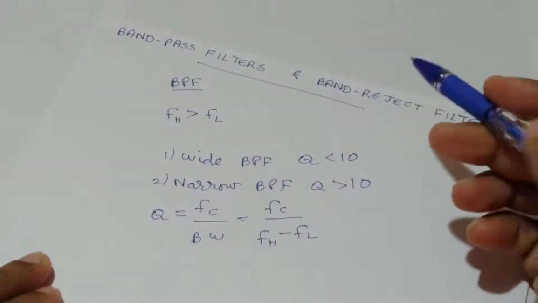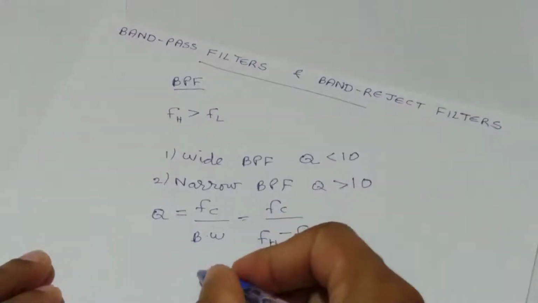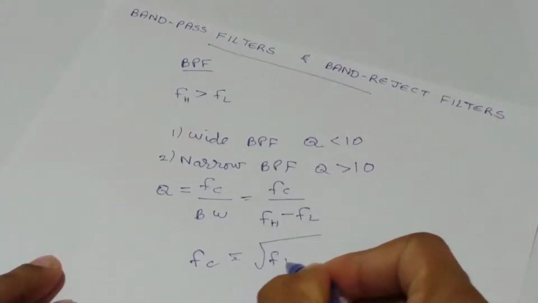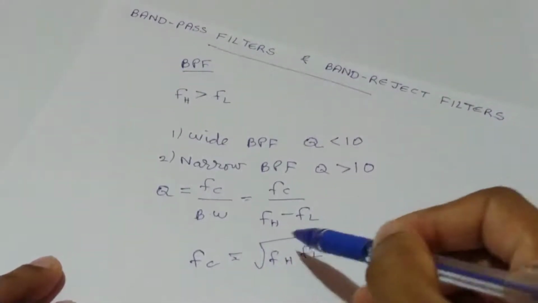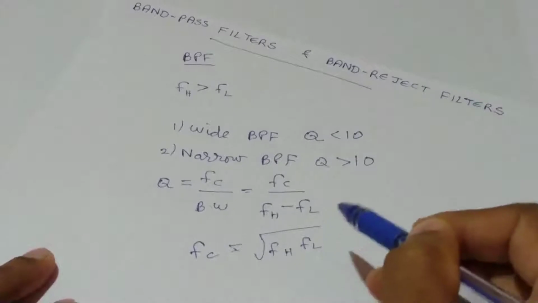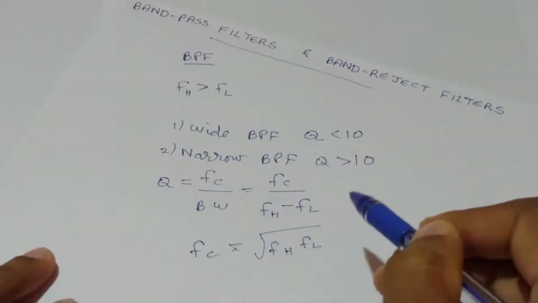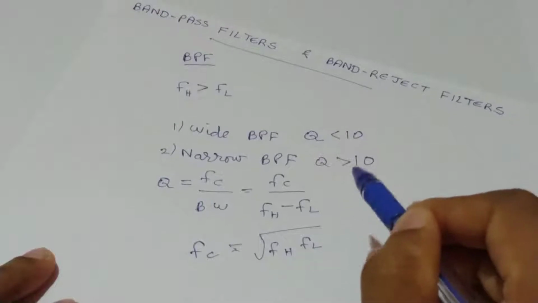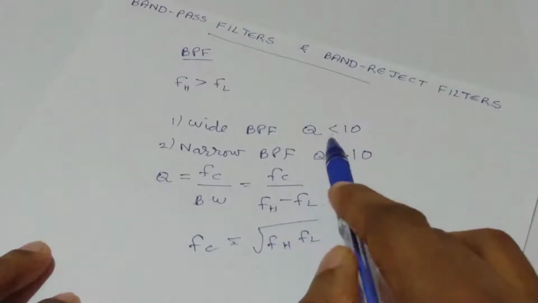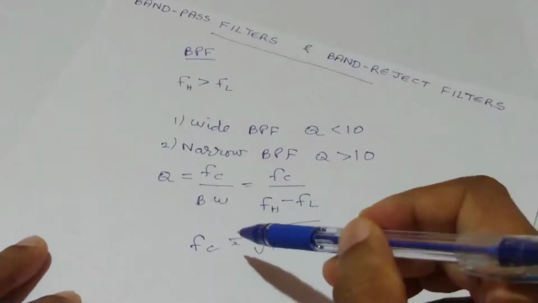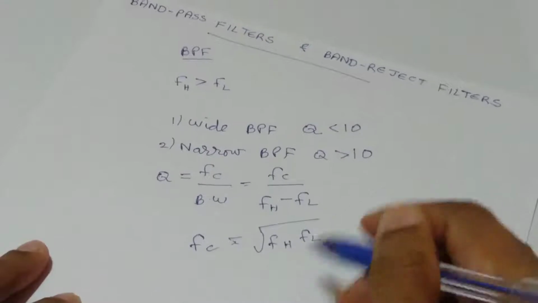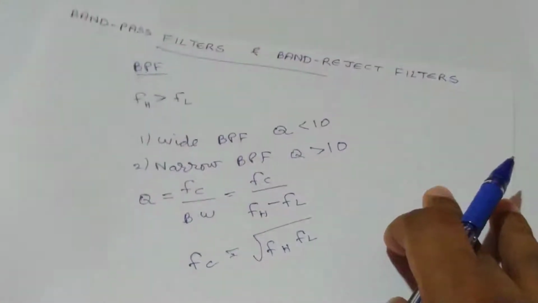Now for a wide band pass filter, its center frequency Fc is equal to the square root of FH times FL. And in the case of a narrow band pass filter, the output voltage peaks at the center frequency. That means when we consider a narrow band pass filter, its center frequency is the frequency at which the output voltage is at its maximum value. Let's now consider the wide band pass filter and narrow band pass filter in detail.